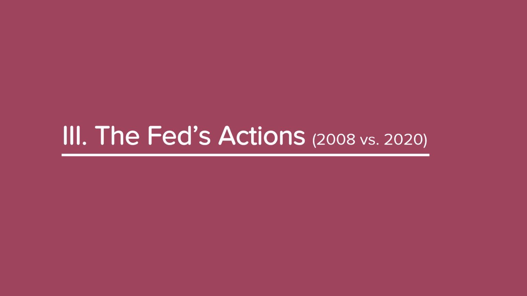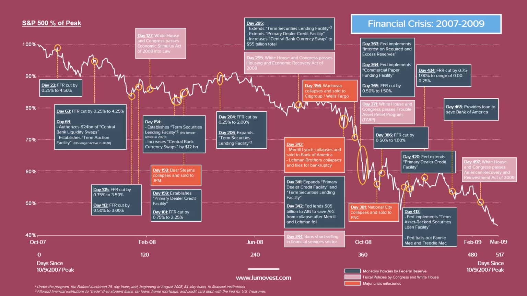Here's an annotated stock price chart showing the Fed's actions in 2008 between the stock market peak and bottom. Dark blue annotations are monetary policies implemented by the Fed. Light purple annotations represent fiscal policies taken by the White House and the Congress. And the orange ones represent major crisis milestones.